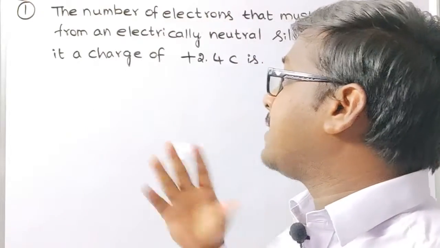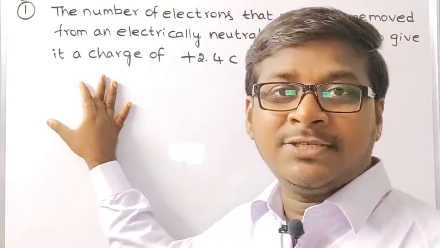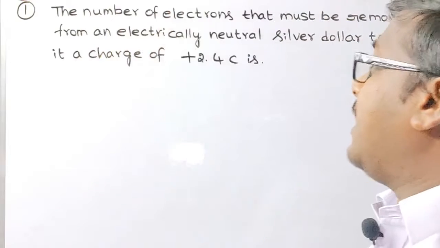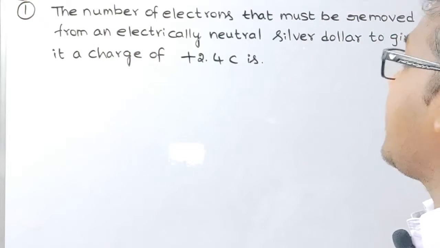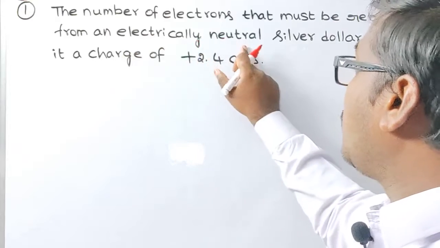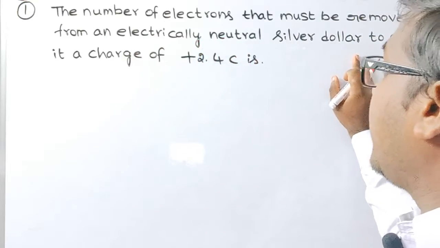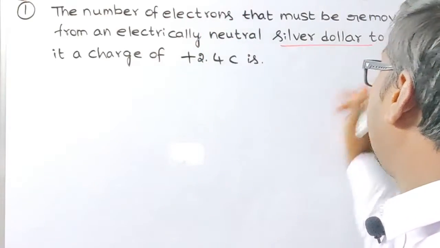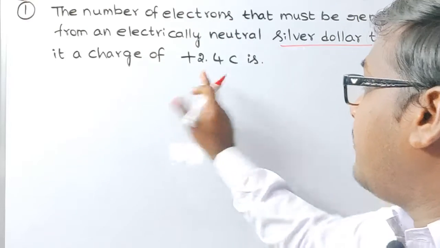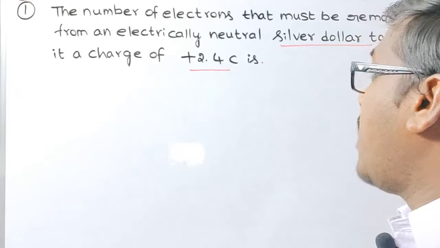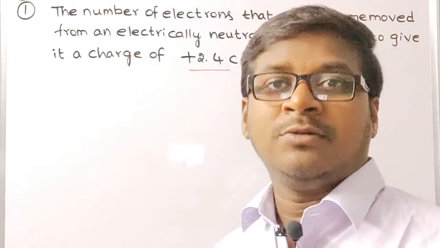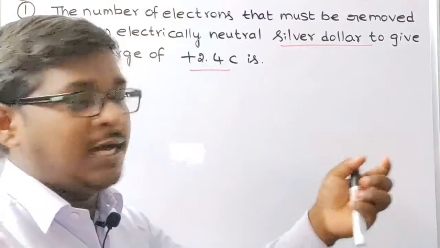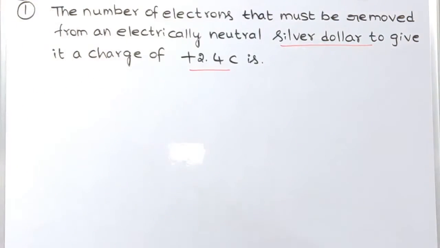Now we are going to discuss problems based on quantization of charge. First problem: the number of electrons that must be removed from an electrically neutral silver dollar to give it a total charge of plus 2.4 coulomb. Find out how many electrons are removed from the silver dollar.